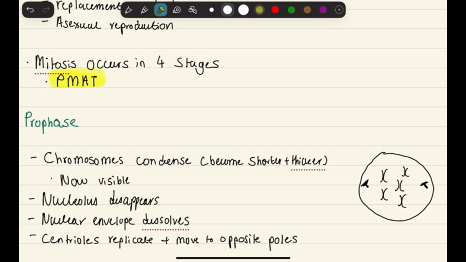Chromosome condensation just means that they're going to become shorter and thicker. Yeah, literally that. They become shorter and thicker. And now we can actually see them under an electron microscope. What else happens? Nucleolus disappears, the nuclear envelope dissolves, and the centrioles replicate and move to opposite poles.